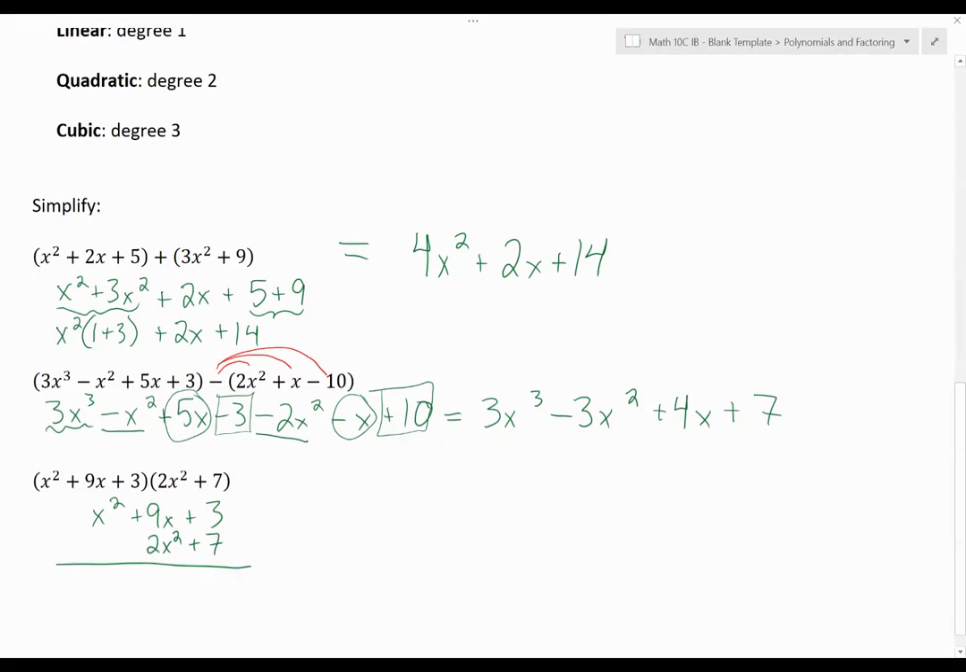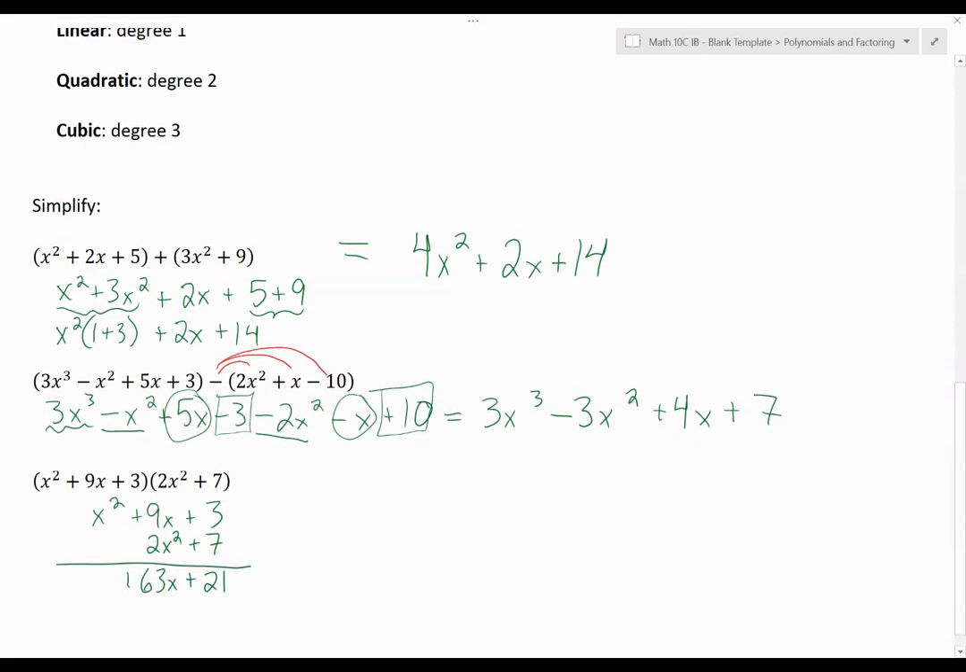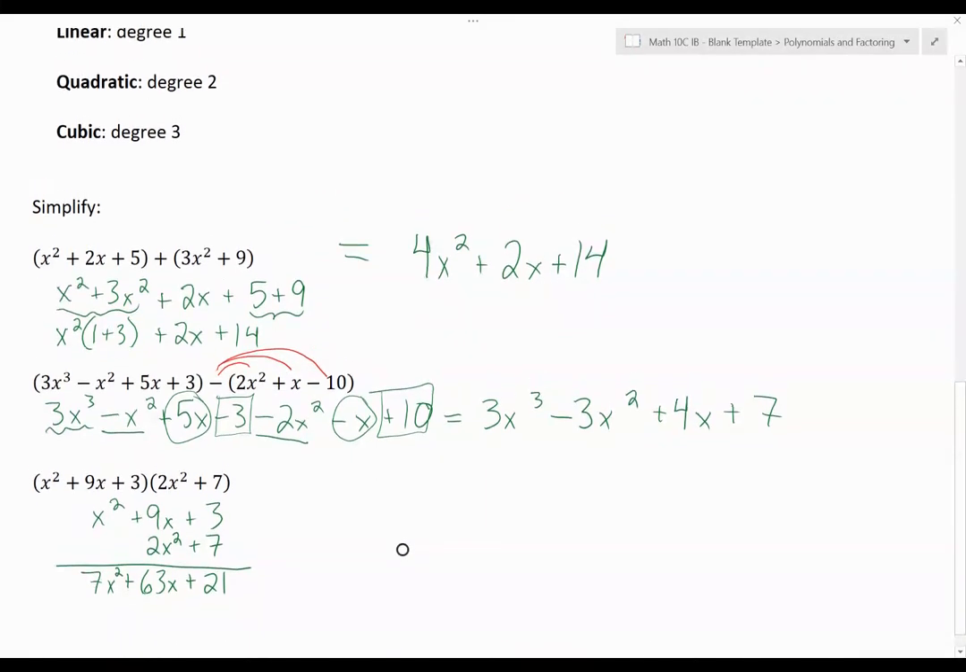And then I multiply everything times the 7. So 3 times 7 is 21. 21 is positive, so I'm going to put a plus. 9x times 7 is 63x. And x squared times 7 is 7x squared. I don't have to worry about carrying digits, so in that way this is nicer than when I'm multiplying with numbers. But now I'm going to multiply everything in the first trinomial times the 2x squared.